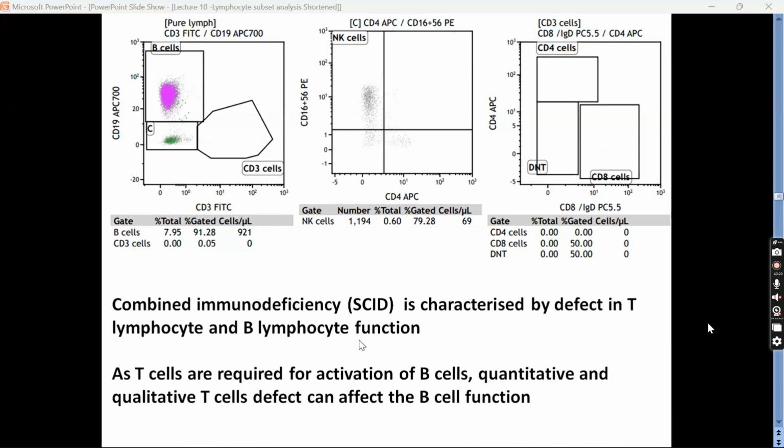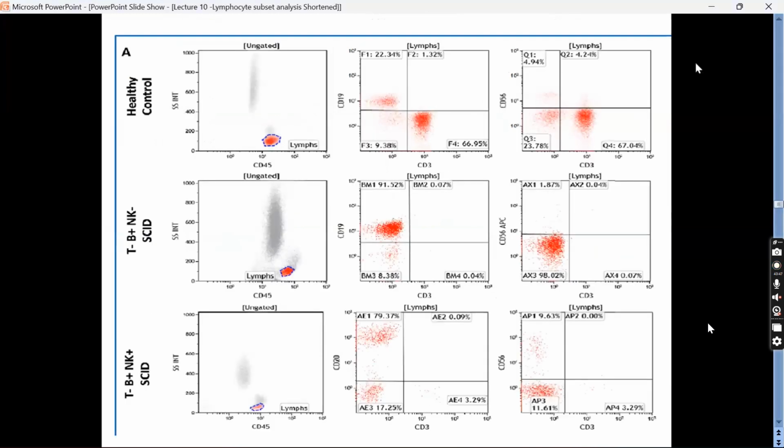I have not said the numbers. Function. That lymphocyte function defect may be because of number or because of absence of T cells for activating them. As T cells are required for activation of B cells, quantitative and qualitative T cell defects can affect the B cell function. Now these are some of the types of combined immunodeficiencies.